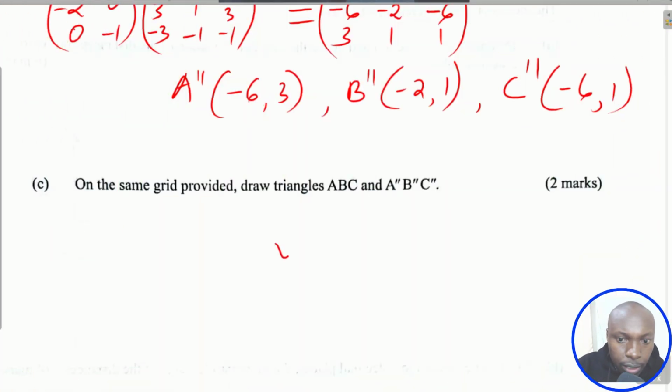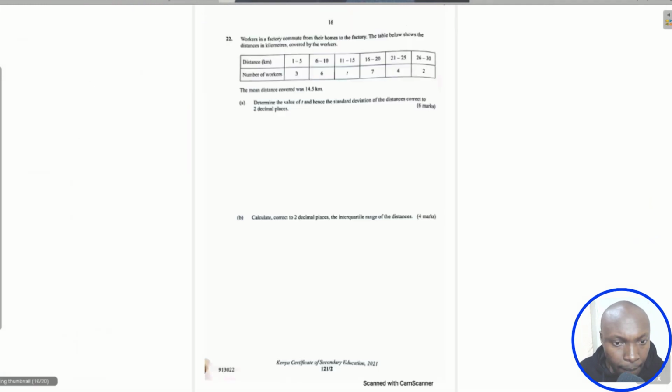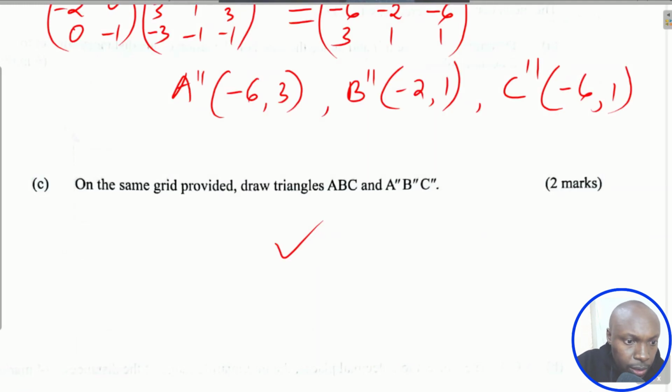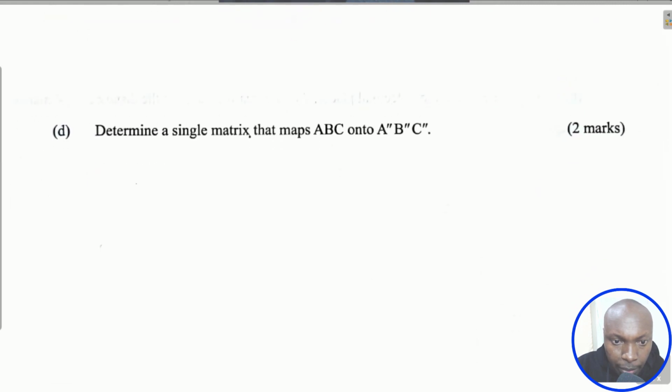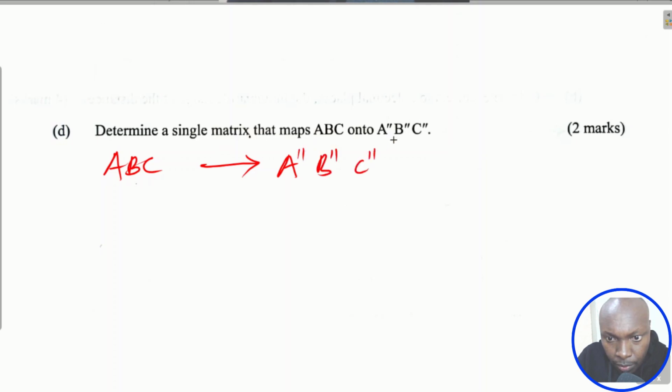So we've done these, so that one is done. So let me go and determine a single transformation, or single matrix, that maps ABC onto A double prime, B double prime, C double prime. So we need to get that single matrix that would map ABC onto A double prime, B double prime, C double prime.